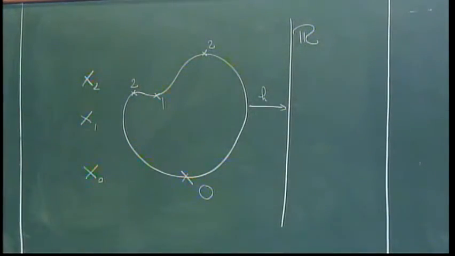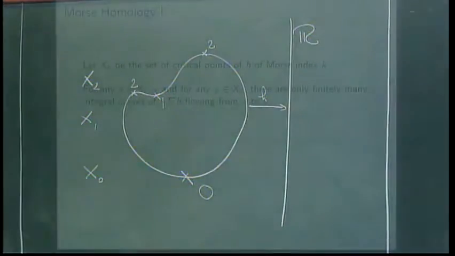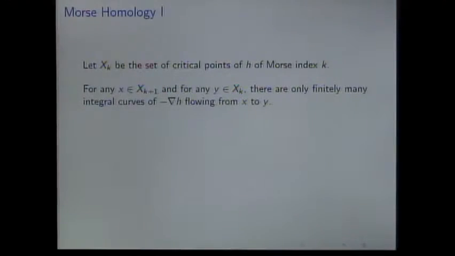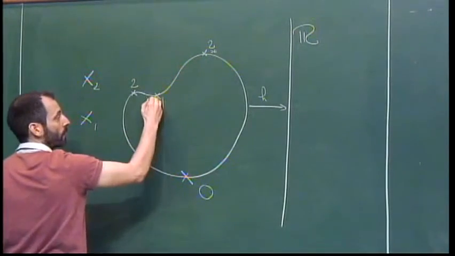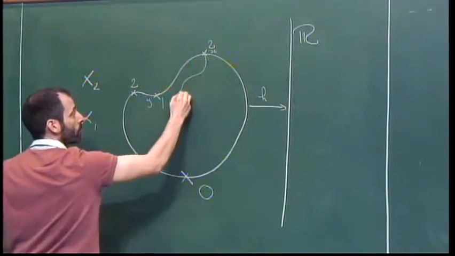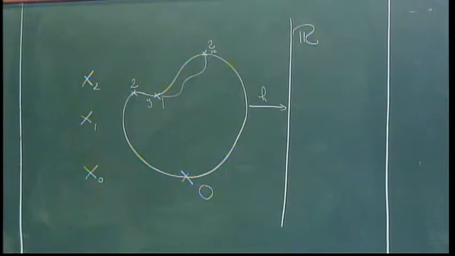Then, what we do is we define vector spaces. All right, yes, I'm sorry, I should say, for any x in Xk+1, and for any y in Xk, for example, x could be this point here, and y could be this point here, there are only finitely many trajectories from x to y. This is a consequence of the fact that the function is of Morse-Smale type. This is an analytic result. It takes a little bit of proving.